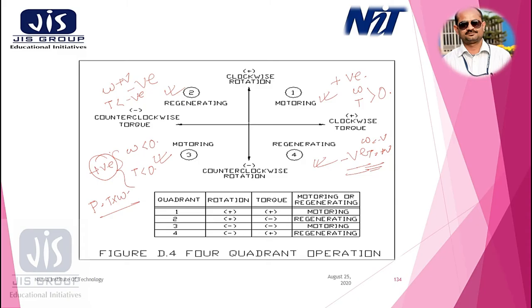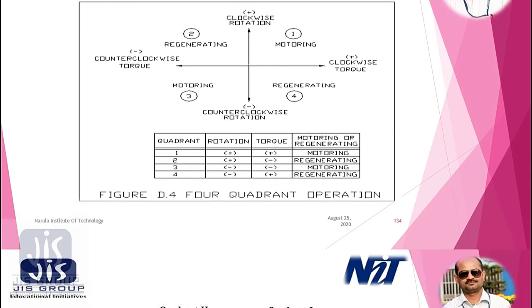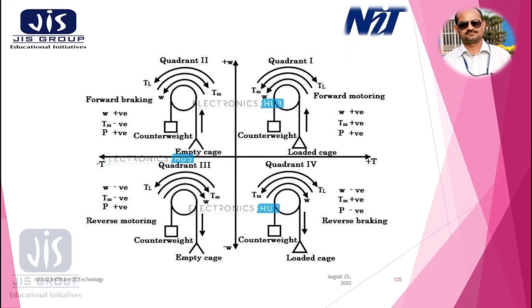So in this context, if we see a real example of operation of a hoist or lift, here we see in these two quadrants, which one is the motoring operation, that is quadrant 1 and quadrant 2.